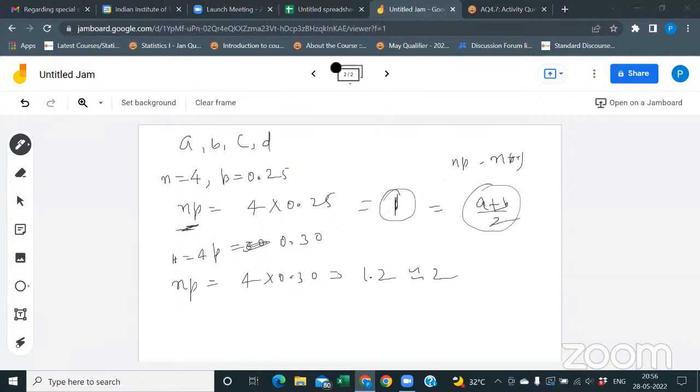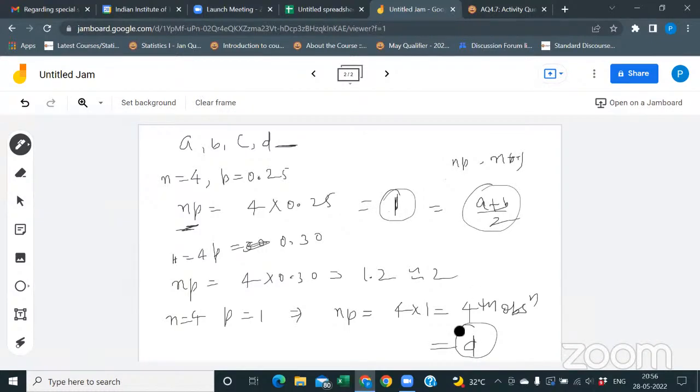So what about the 100th percentile? 4 into 1 is 4. See, the 100th percentile is the maximum value. Your P will be 1, your N is 4, so NP will be 4. That is the fourth observation. There is no fifth observation, so you cannot calculate the average of the fourth and fifth. That means your last observation will be the 100th percentile. Is it clear? Yes, sir.